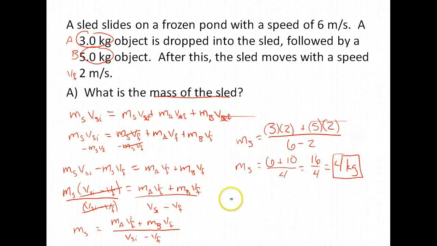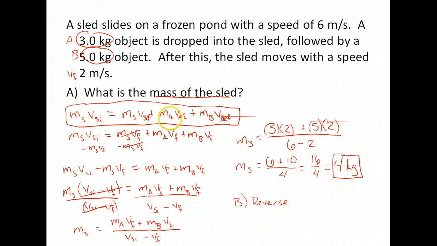Now, in part B, it asks if they were dropped in reverse order, would the final velocity of the sled be different? And the answer is no, it would not. It would be exactly the same. And that's because this initial equation up here would be identical. The only thing that would end up flip-flopping would be we would have these two things being added in different places. But since it's addition, it's going to give us the same answer. So no, the final speed of that sled would not change.